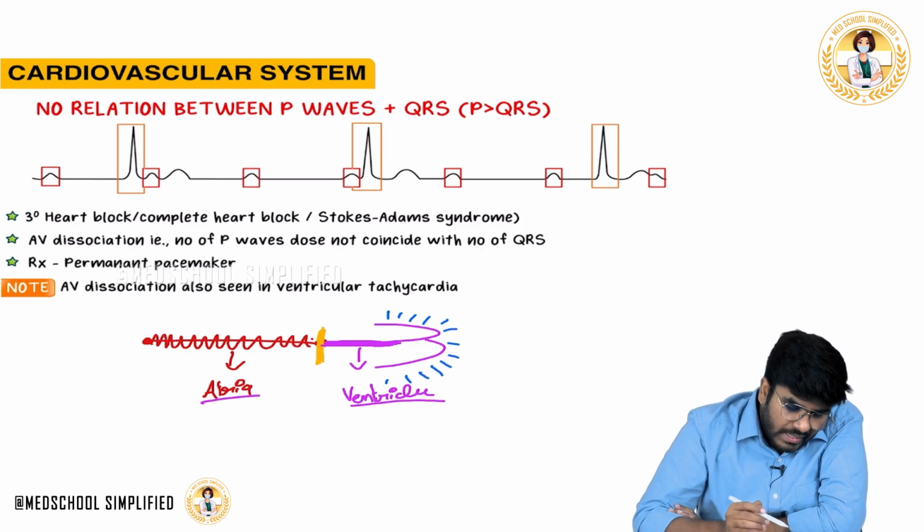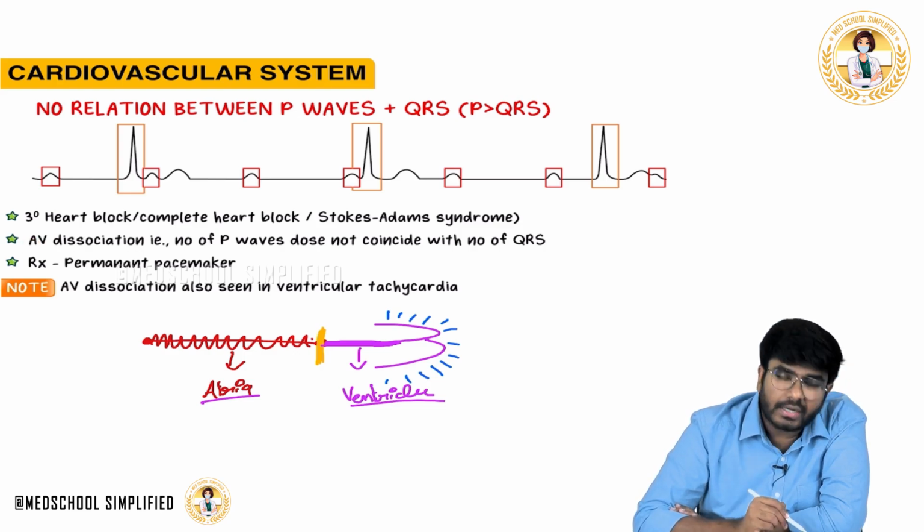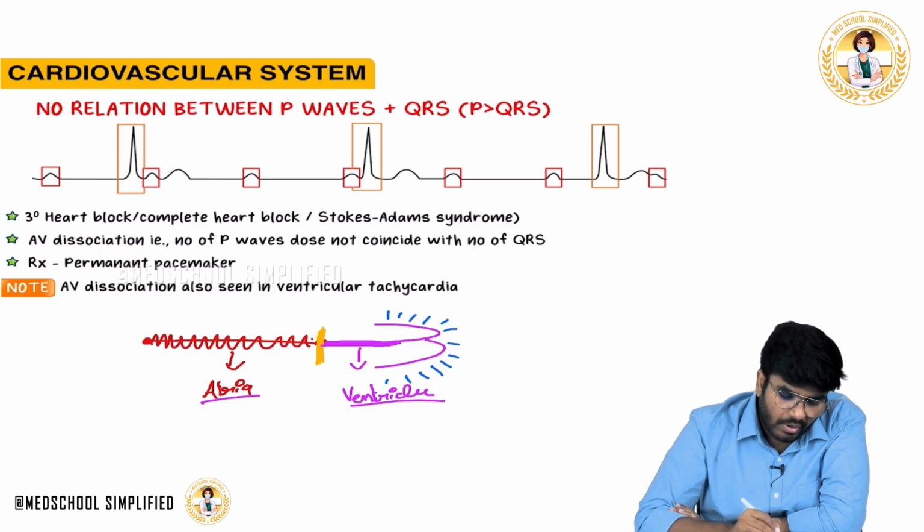So this is something called as the AV dissociation. Atria are contracting on their own. Ventricles are contracting on their own. So this is called as AV dissociation. The number of P waves does not coincide with the number of QRS complexes.